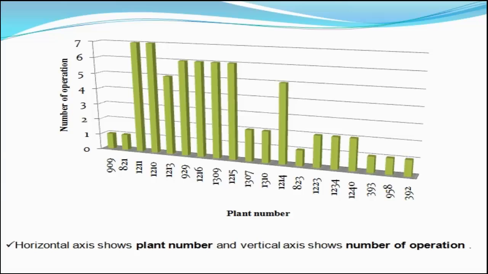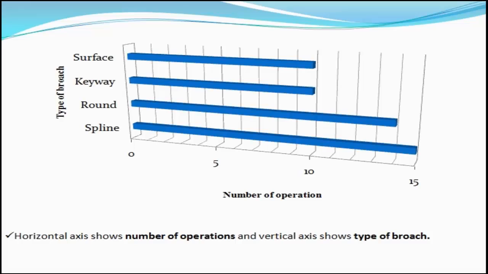As we could see, machine numbers 1211 and 1210 are performing the maximum number of operations, so it has been stated up to 7. The next graph shows the type of broach and the number of operations on the vertical and horizontal axes respectively. It shows 4 broaches: surface, keyway, round and spline. This graph shows which broach tool requires which number of operations.